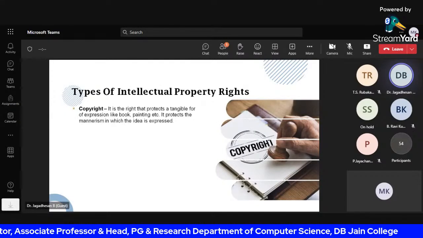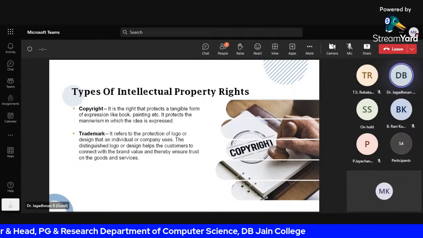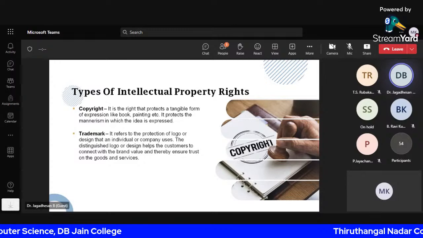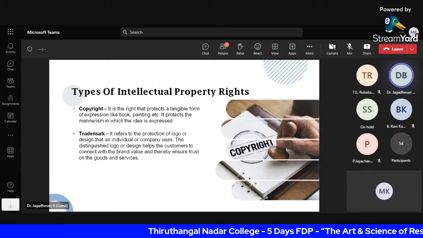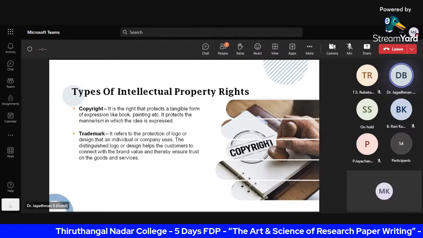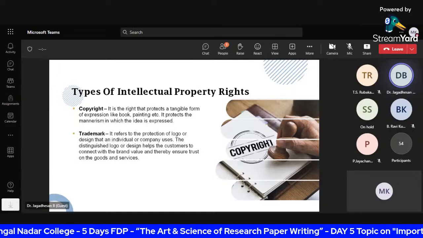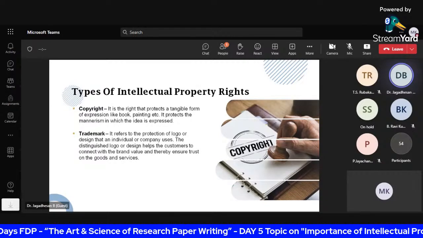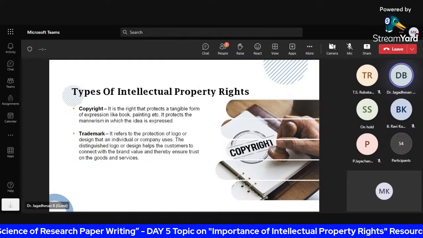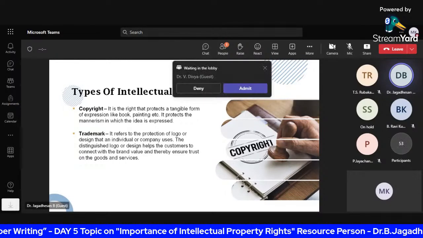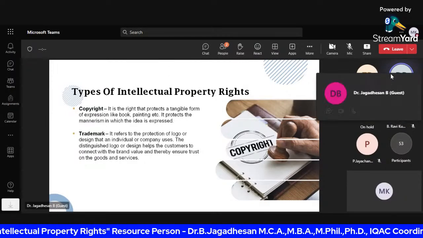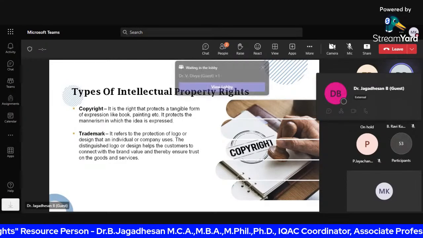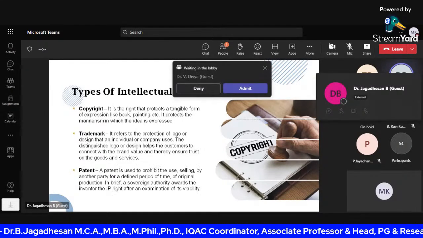Now, there are some types of intellectual property rights. Already I told you, there are six things. Once again, I recall the main ones. There is copyright. It is a right that protects a tangible form of expression, like a book, painting, etc. It protects the manner in which the idea is expressed. The next one is trademark. It refers to the protection of a logo or design that an individual or company uses. The distinguished logo or design helps the consumer connect with the brand value, thereby ensuring trust in the goods and services. The next one is patent.